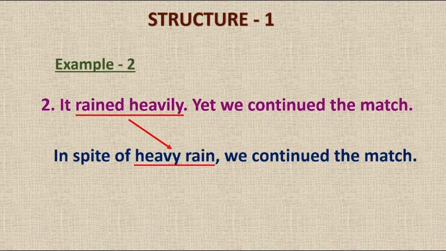As per the structure, we need to write a noun after in spite of. So we started this sentence like this: in spite of heavy rain, we continued the match. We removed this full stop and changed it into a comma here, and then we removed this word. It is not required here. The meaning is conveyed by in spite of. Then the rest of the sentence we wrote as the same.